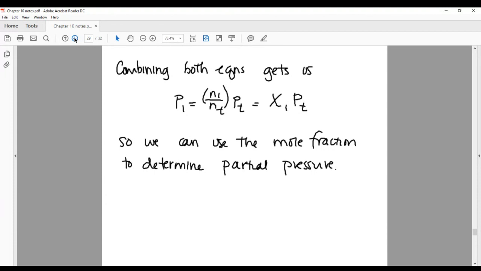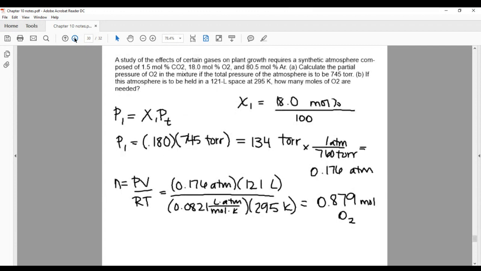So when we combine these equations, we get X1, our mole fraction, times total pressure. So we can use the mole fraction to determine the partial pressure of our gas. When we solve for P1 there, we can take our mole fraction, multiply it by the total pressure, and that will give us our partial pressure. So let's look at that problem. Again, I think it'll make sense when you look at the problem.